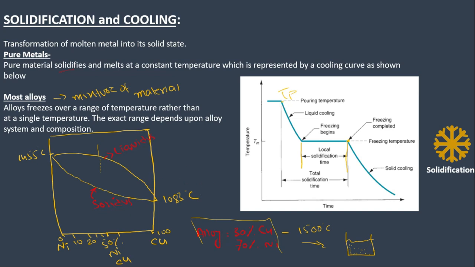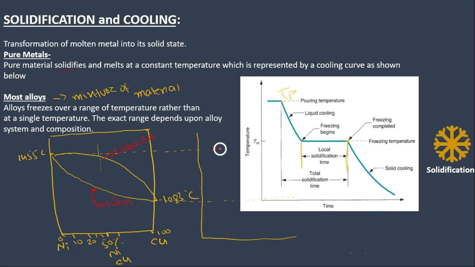So if we draw this time temperature curve for the alloy material, it won't have any local solidification time. Instead, it will have only the total solidification time. So we have here, let's suppose, the pouring temperature, and we will cool it down to somewhere.